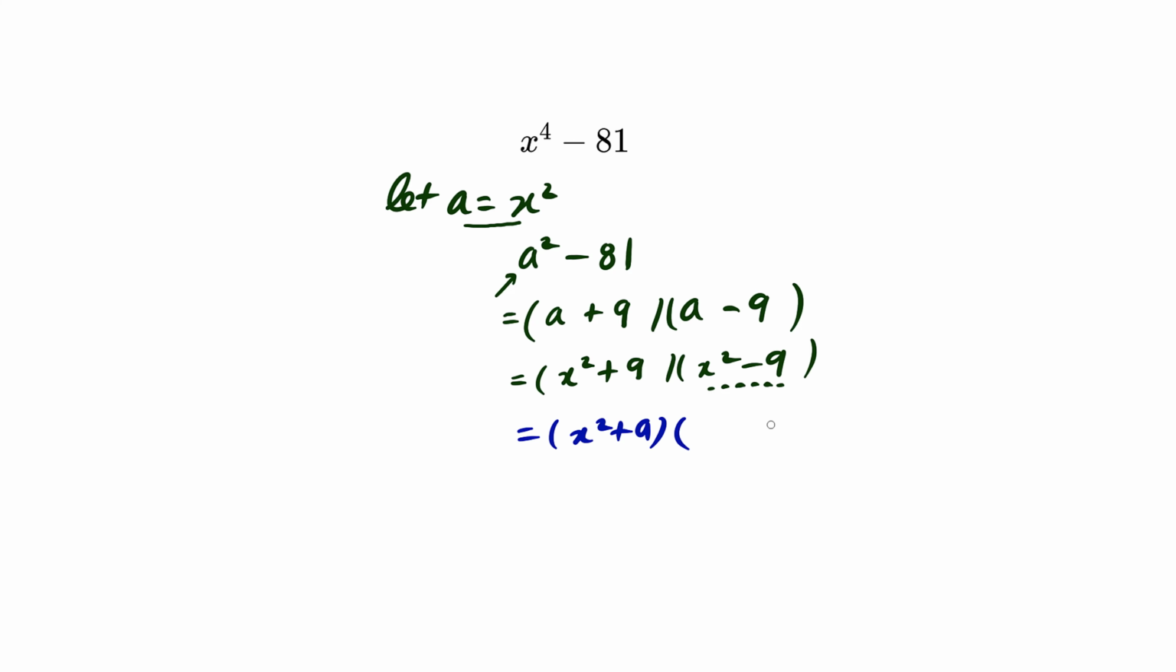So the x squared minus 9 becomes x plus 3, x minus 3. And now we have the fully factored answer.